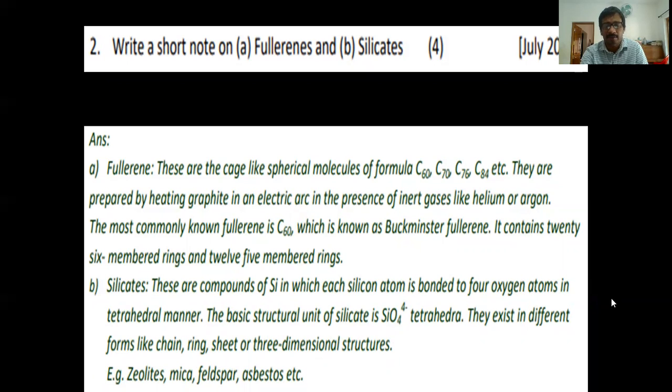Now what are silicates? Silicates have the basic structural unit SiO4 4 minus tetrahedra. Here you can see the SiO4 4 minus tetrahedra. You have to study it. You will get this question as a 1 mark question. So SiO4 4 minus tetrahedra, silicate, you write it 5 or 6 times and study it well. They exist in different forms like chain, ring, sheet, or 3-dimensional structure. Examples: zeolite, mica, feldspar, asbestos, etc.